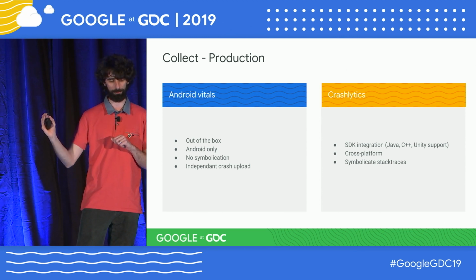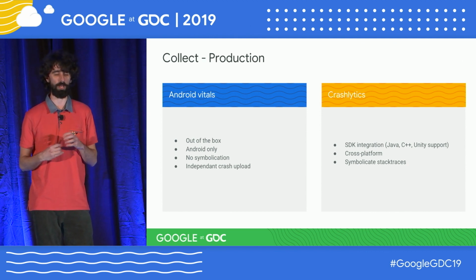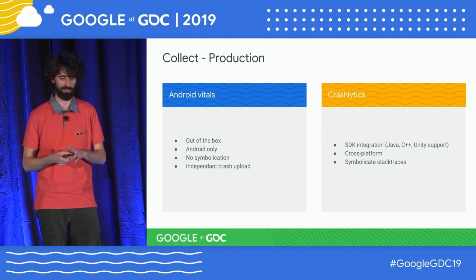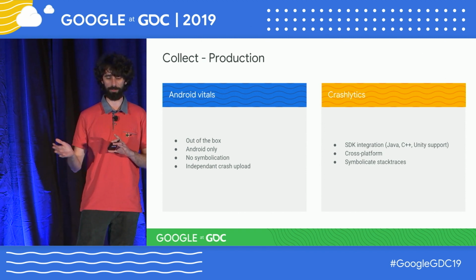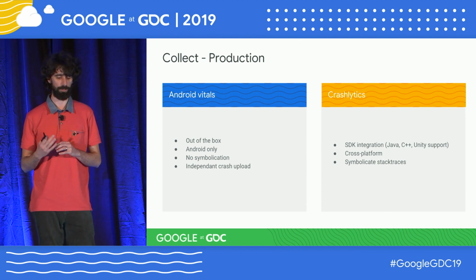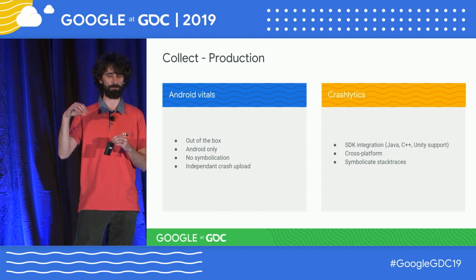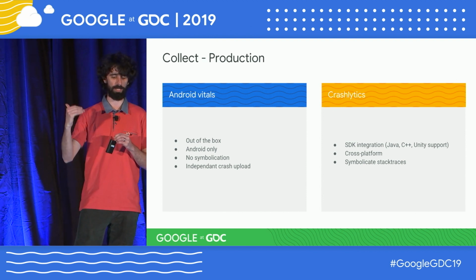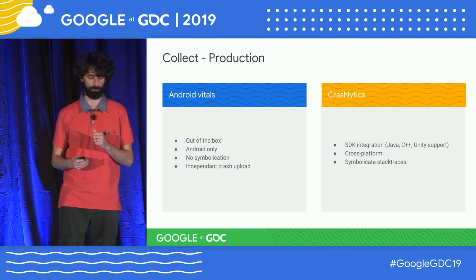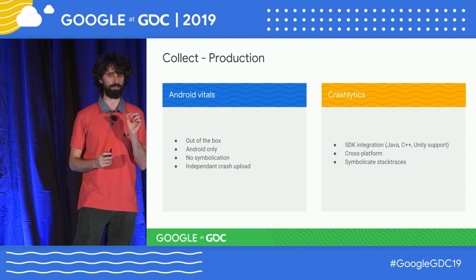If you look at Crashlytics on the other side, Crashlytics requires an SDK integration. So if you haven't integrated it, obviously it's not working. It's cross-platform, iOS and Android, and supports Java, C++, and Unity. And it will symbolicate the stack trace right away in the Crashlytics console. So if you go there and you look at your stack traces, you will already have the name of the function of the stack, as well as the line where it's crashing. There is one little detail in Android Vitals that makes it slightly unique.